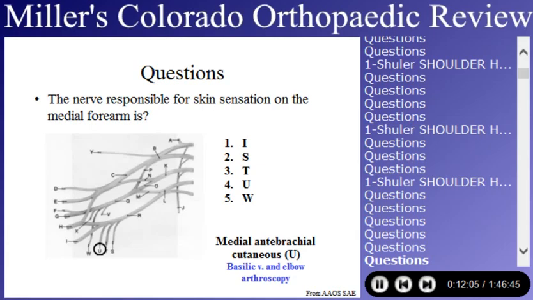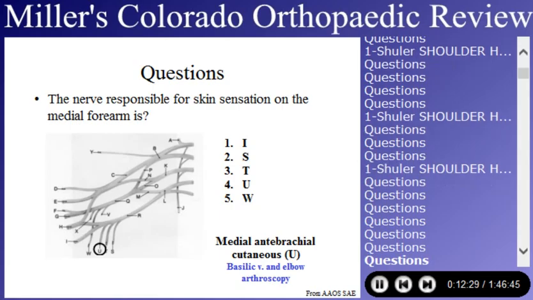The nerve responsible for skin sensation on the medial forearm, don't forget anatomic position, is this way. Medial forearm is right here. Medial forearm is which one? They'll actually ask you to pick which one nerve it is. Which one out of the bunch? Medial antebrachial cutaneous was the most distal one. Basilic vein, we already mentioned, it runs with, and it's then at risk in elbow arthroscopy portal placement.